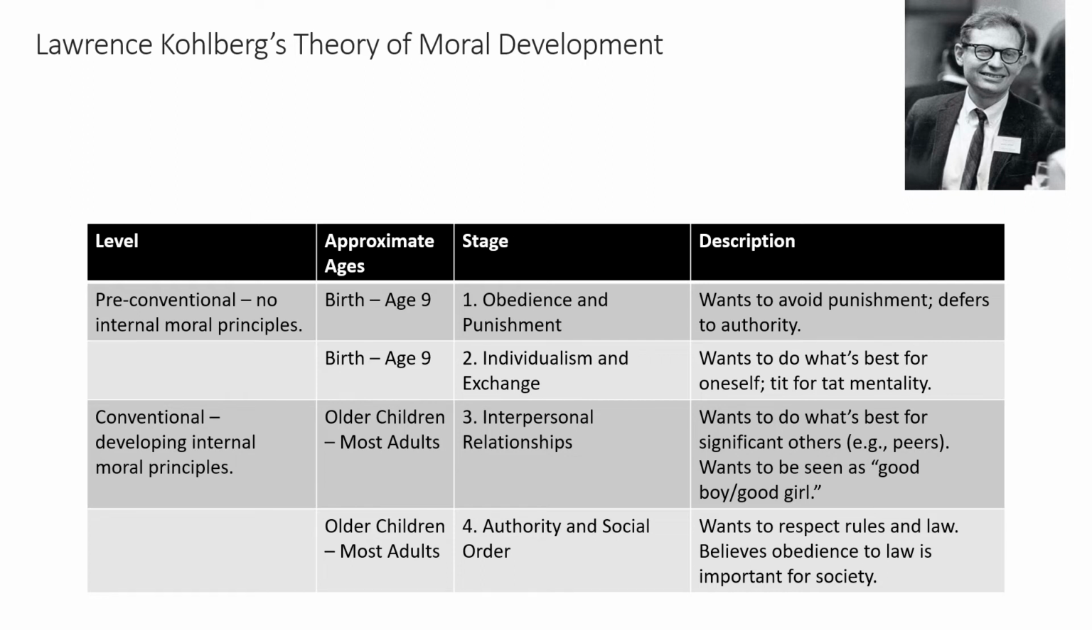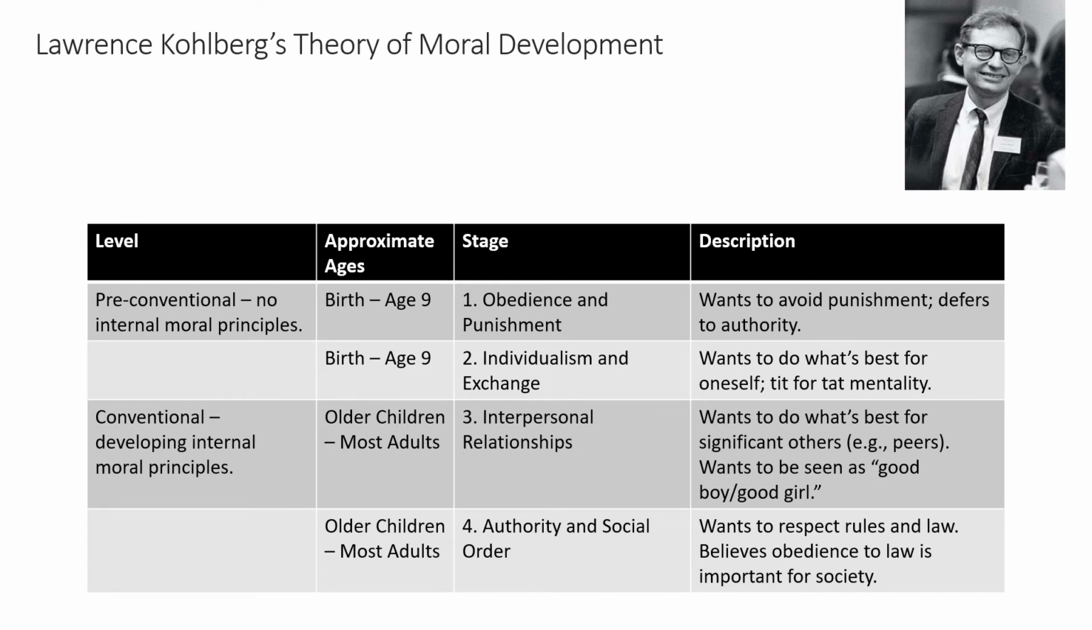The first stage is called obedience and punishment. At this stage, the child, generally a very young child, wants to avoid punishment, and he defers to authority. So, for example, if a child is trying to steal a cookie from a cookie jar and the parent says no, the child probably feels guilty and wants to obey the parent because they want to avoid being punished.